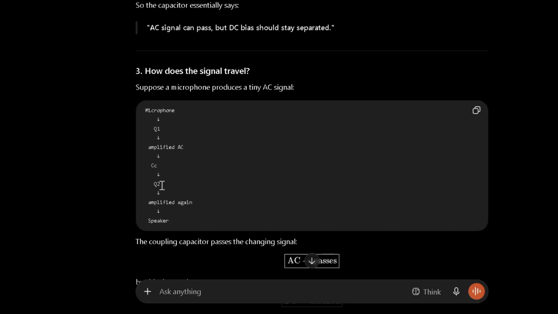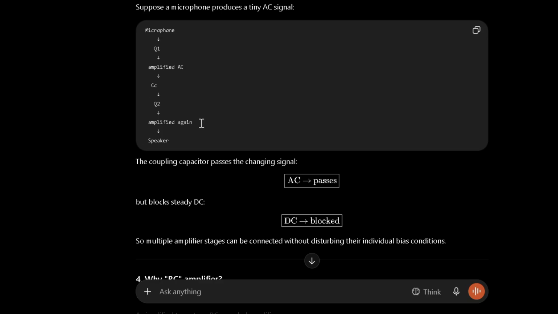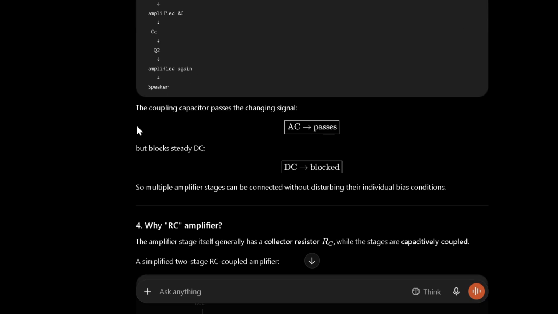So Q2 gets the output of the first amplifier as the input of the second amplifier. Then it amplifies again and goes to the speaker. The coupling capacitor passes the change in signal. AC passes, but steady-state DC is blocked. So multiple amplifier stages can be connected without disturbing the individual bias conditions.